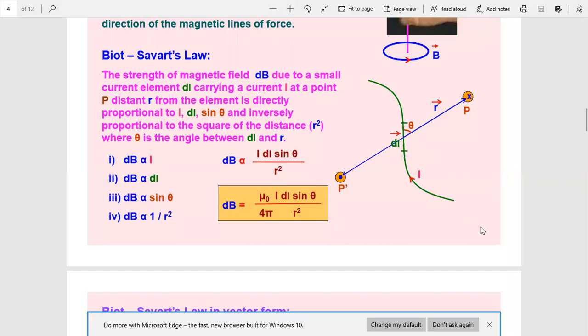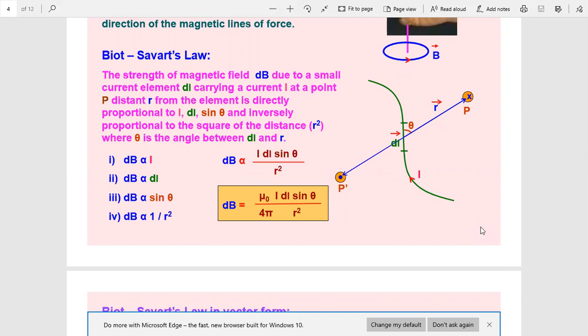Determine magnetic field due to current. So Biot-Savart performed a lot of experiments in order to determine magnetic field due to a current carrying conductor.